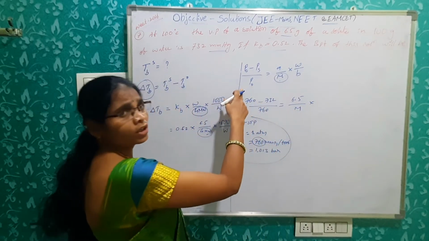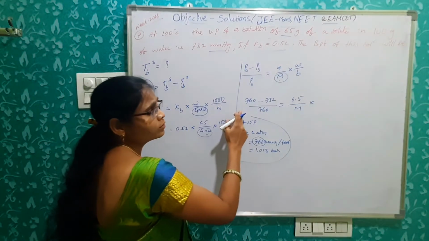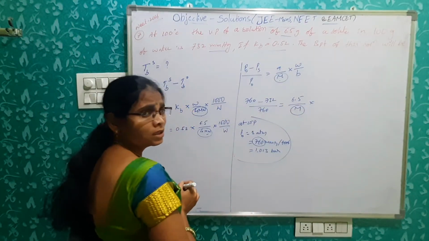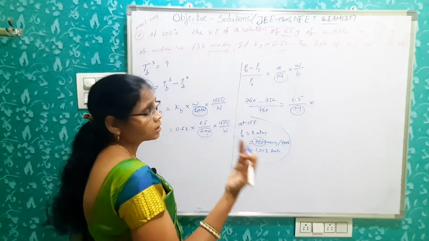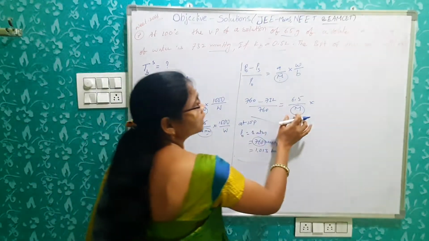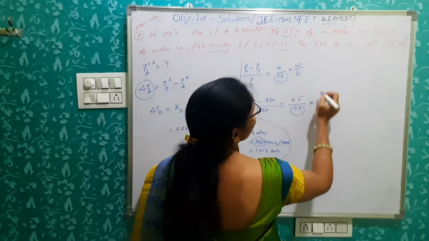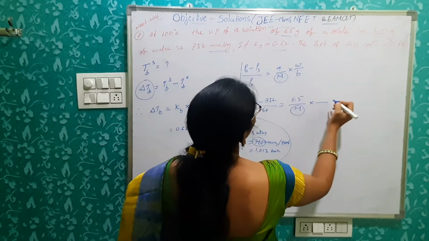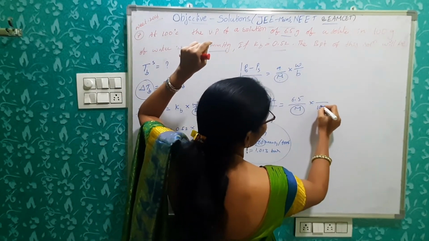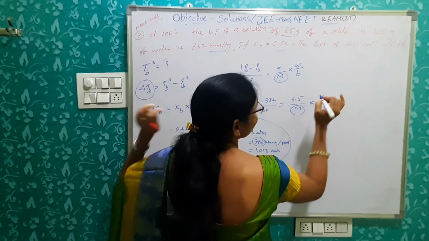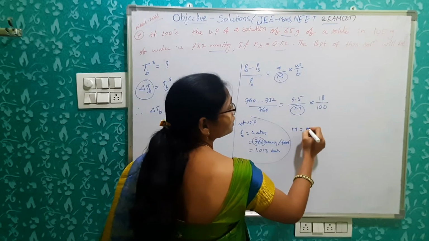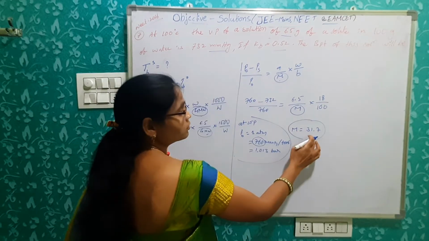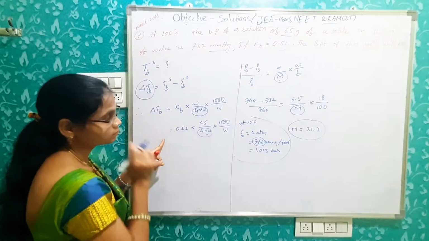So this relative lowering of vapor pressure is also useful for calculating the molecular mass, gram molecular mass of an unknown solute. So weight of water 100 grams, molecular weight of water 18 grams. By simplifying this, capital M we will get 31.7. This value is right here.